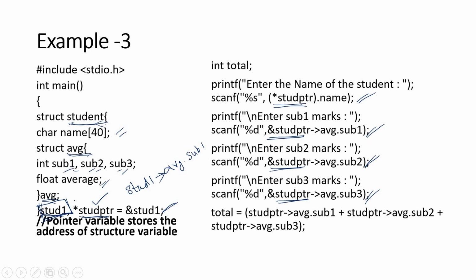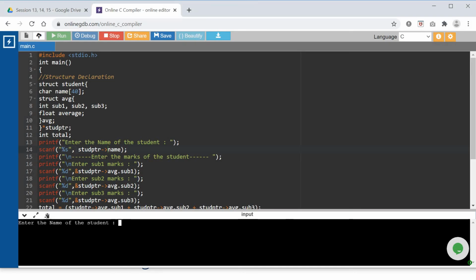All the time you need not perform this operation. Instead you can directly specify student pointer, so I can directly access it. Here I am getting the name of the student. This is one way of getting the name of the student. And in this online GDB, in this way also you can get the name of the student, like this using the arrow operator.